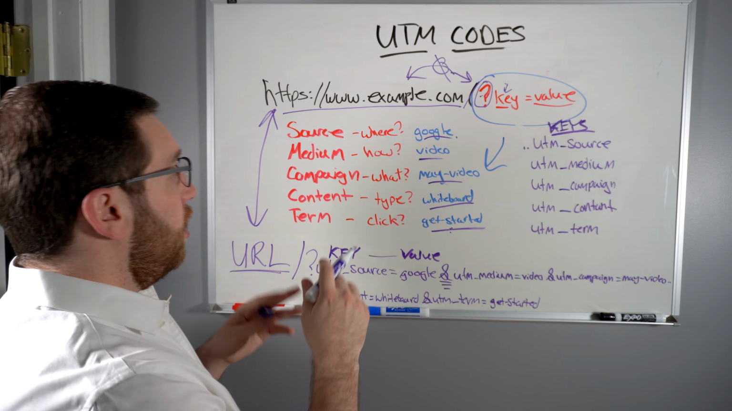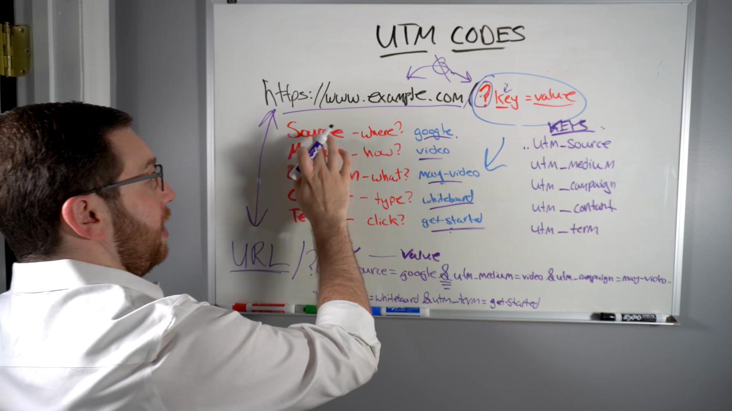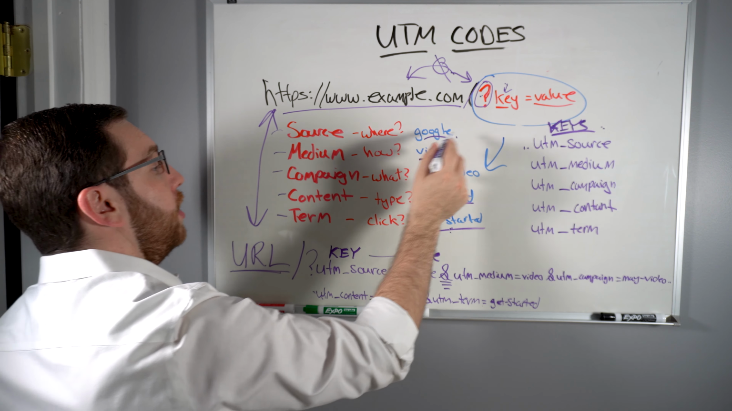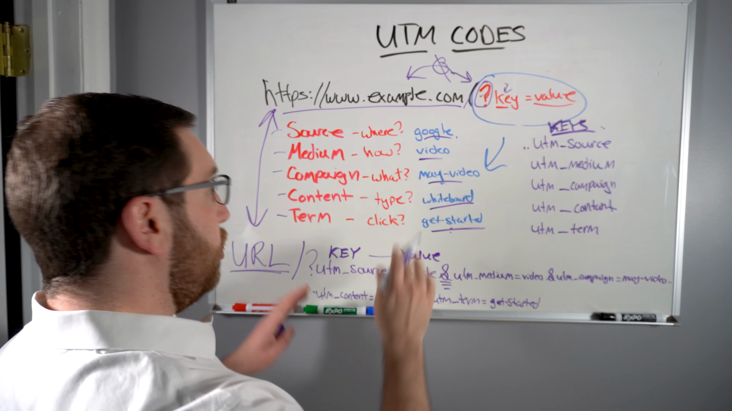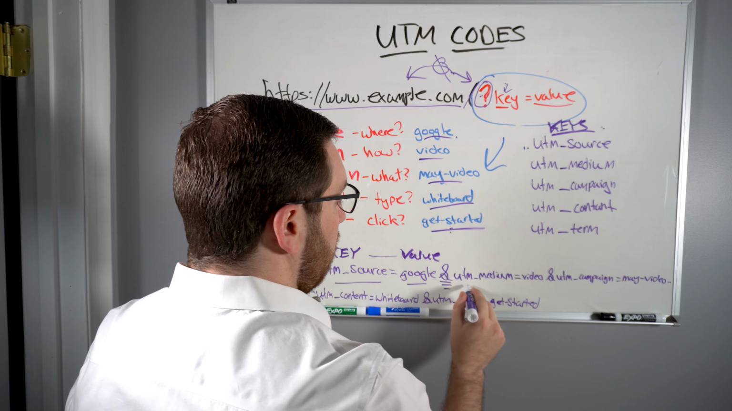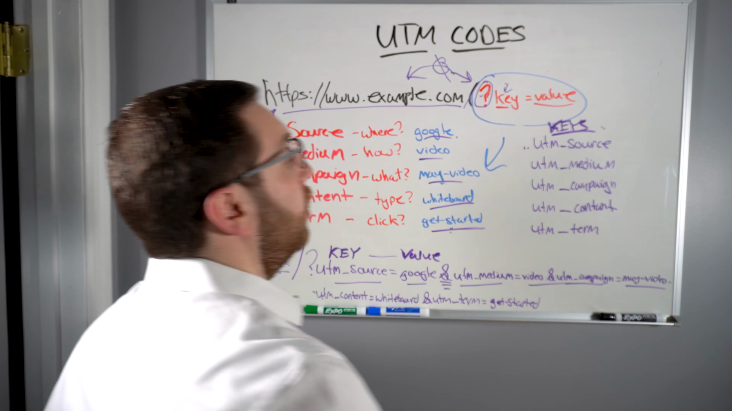So, our keys are each of these, remember? And each UTM parameter gets a value. And these values here connect to the keys. And there's no space, it's just key equals value. UTM source equals Google. UTM medium equals video. UTM campaign equals May-video, okay?